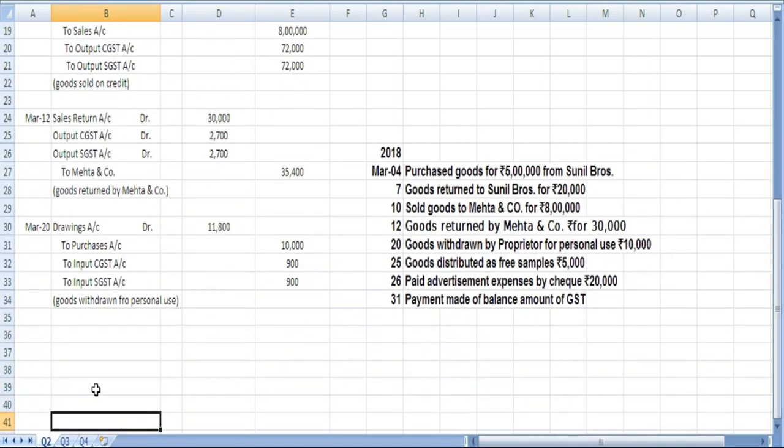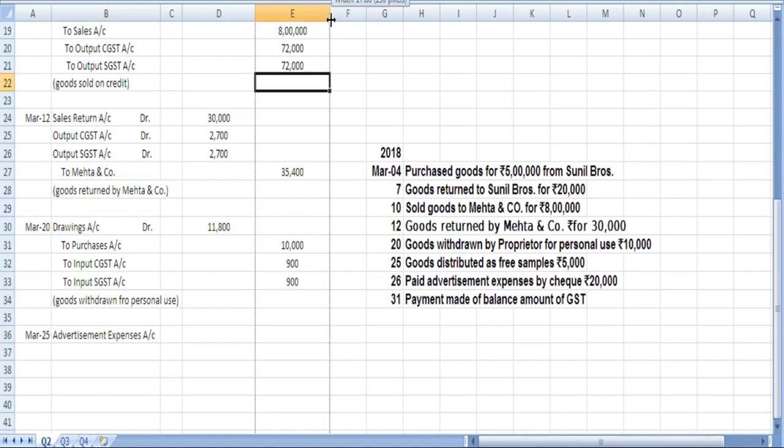Now next we have is March 25. March 25, here it says goods distributed as free sample. Now the distribution of goods as free sample is done for advertisement. So we will write down here advertisement expenses account, and this we are going to debit.